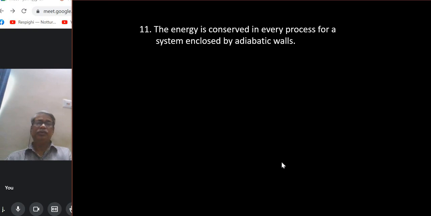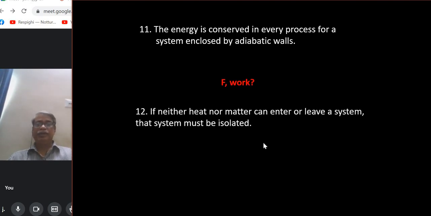The energy is conserved in every process for a system enclosed by adiabatic walls. You may think that with adiabatic walls there is no exchange of heat energy, so energy is conserved because no exchange is there. But the internal energy of a system can be changed either by putting in or releasing some heat, and also by doing some work, or getting some work from the system. So only adiabatic walls, restricting the exchange of heat, is not enough to keep energy conserved, right? So it's a false statement.